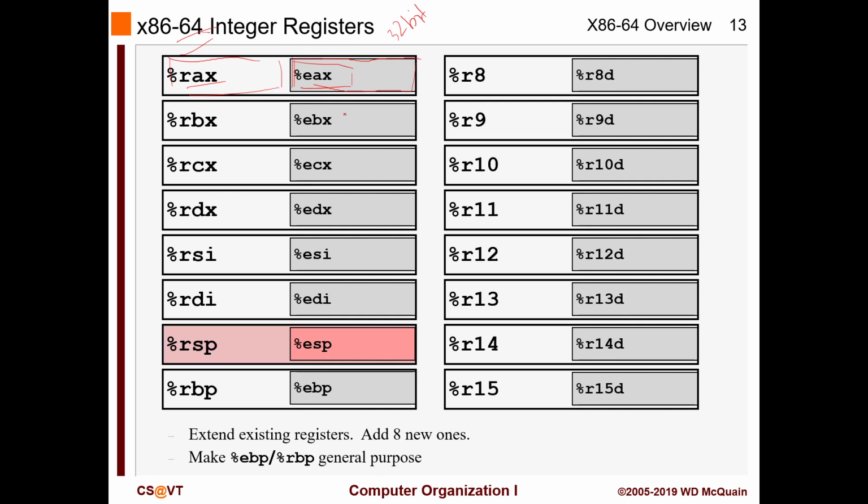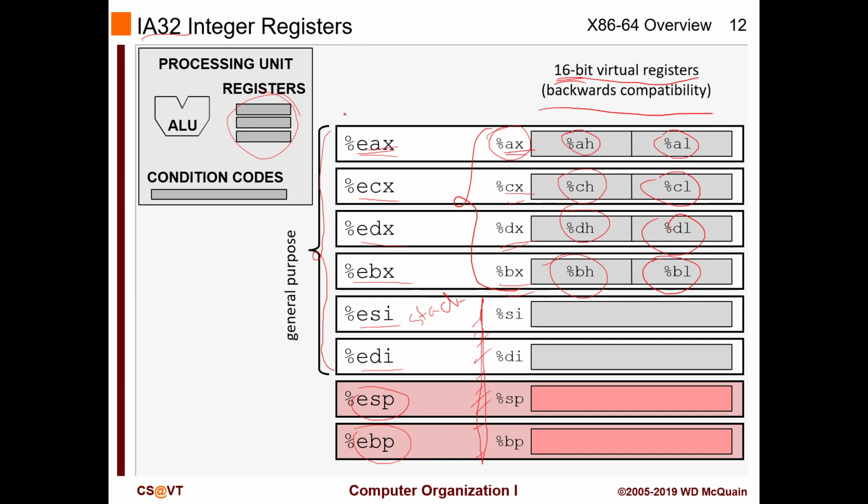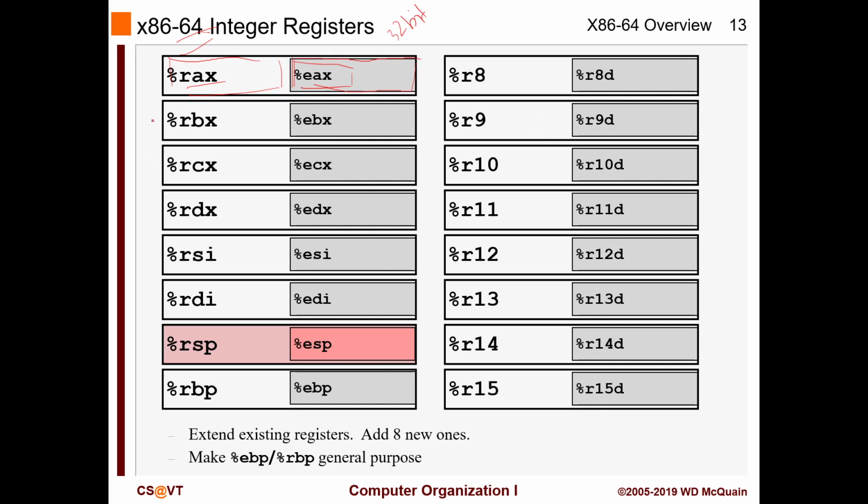But as you can see, one thing is similar. To make sure that backward compatibility works, they made sure that EAX can still be used as AX, and in this case RAX lets you use EAX, RBX lets you use EBX, RCX and so on. So the previous registers are still there, and it has a more extended part, right?